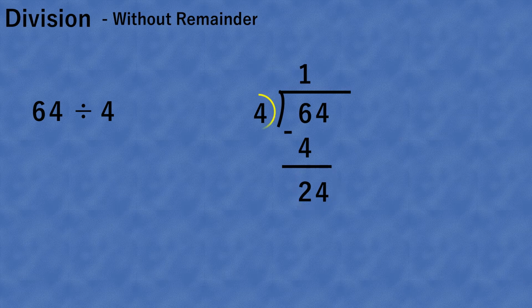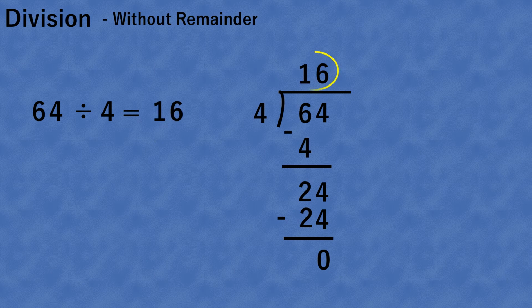24 divided by 4 equals 6, because 6 times 4 equals 24. Then we subtract them. 24 minus 24 equals 0. So 64 divided by 4 equals 16.